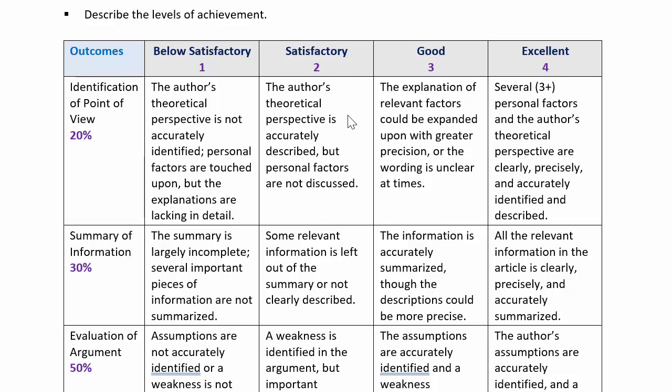Satisfactory level, the author's theoretical perspective is accurately described, but personal factors are not discussed. So it's not complete. It's lacking in that standard. And below satisfactory, the author's theoretical perspective is not accurately identified. There's an accuracy weakness. Personal factors are touched upon, but the explanations are lacking in detail.